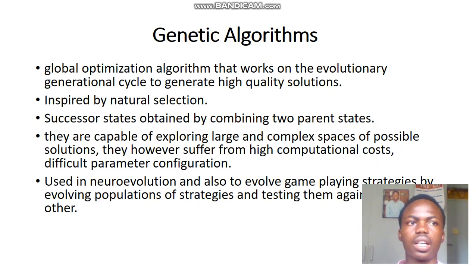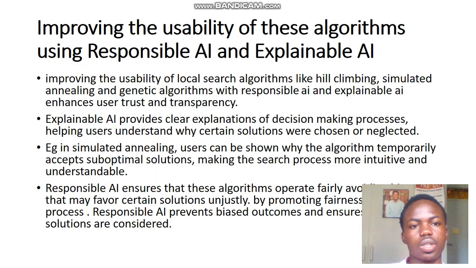Here we're capable of looking at a very big sample space, but the main problem with this is we have high computational costs and difficult parameter configuration. But for applications, you can have neuroevolution. In neuroevolution, we look at developing neural networks and maybe also in games, for example, developing strategies.